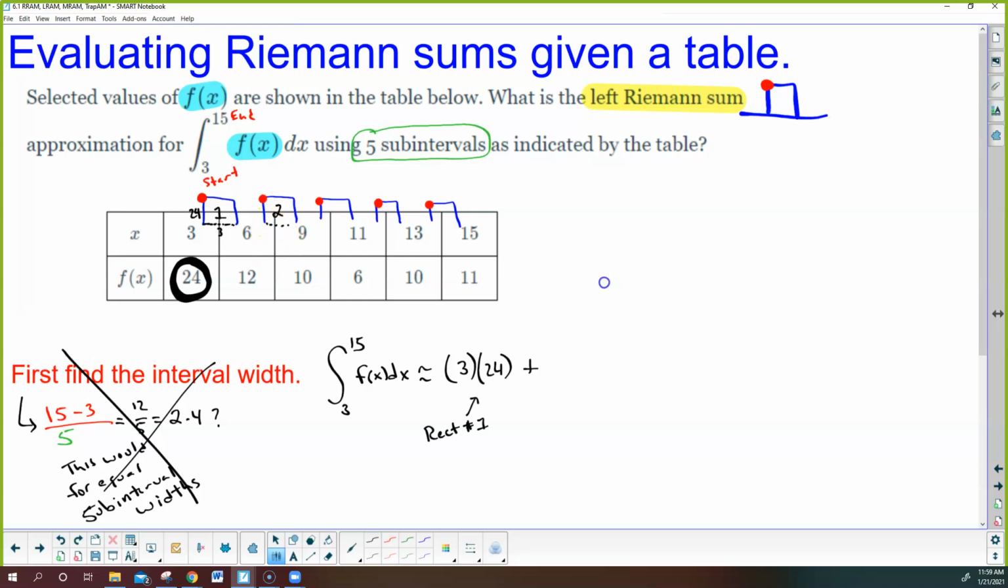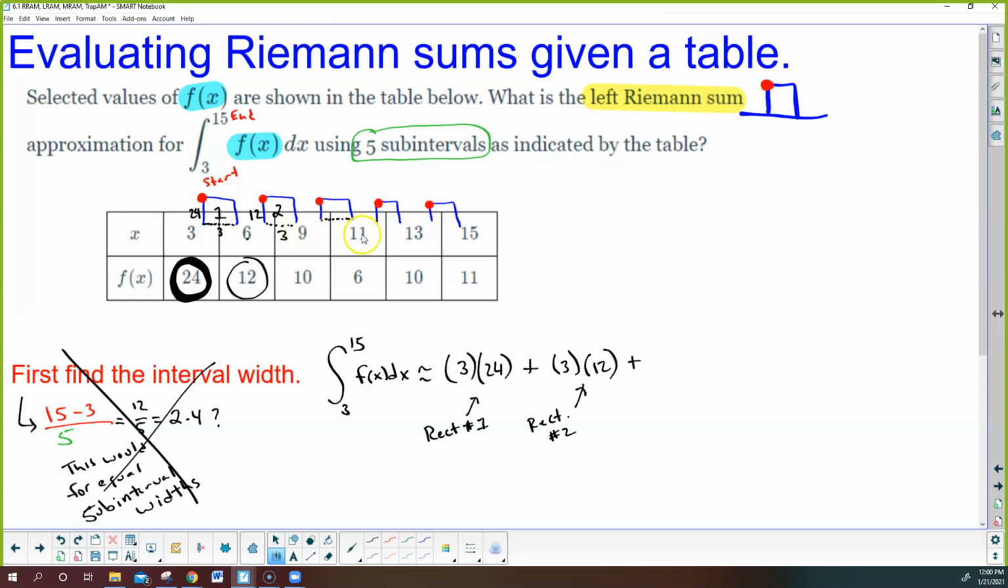Well, what is the width between 6 and 9? It's 3. And what is the height using the left endpoint? The height is 12. So I'm going to take my width of 3 times my height of 12. That will give me the area of rectangle 2. And then we're just going to keep on going for the 3 other rectangles. So you do have to be careful because they might switch the width up.